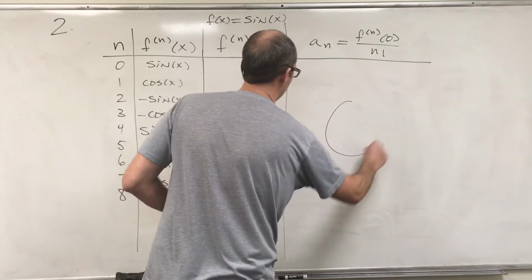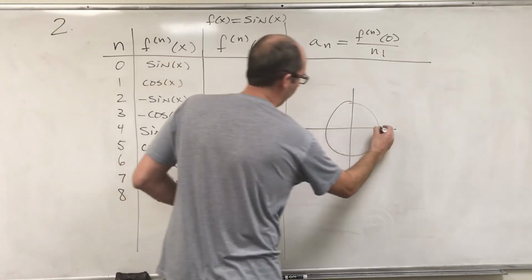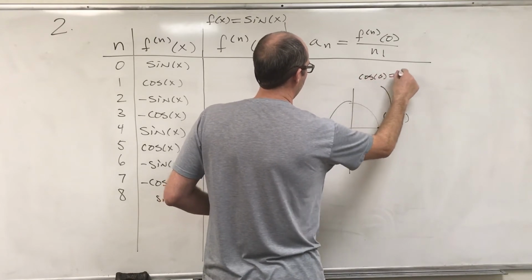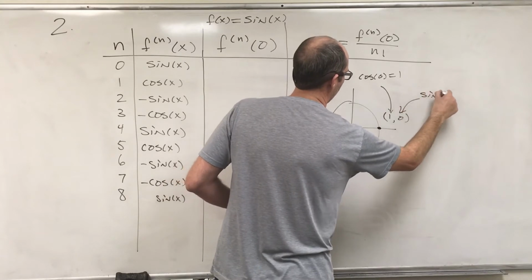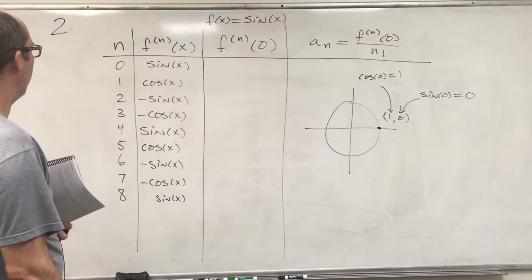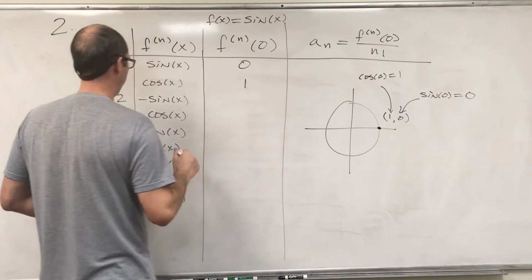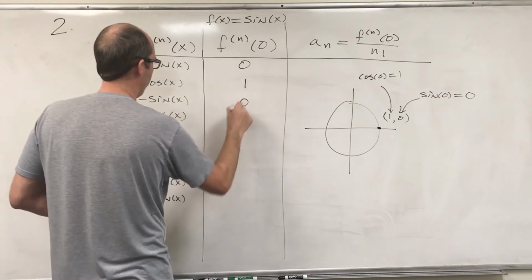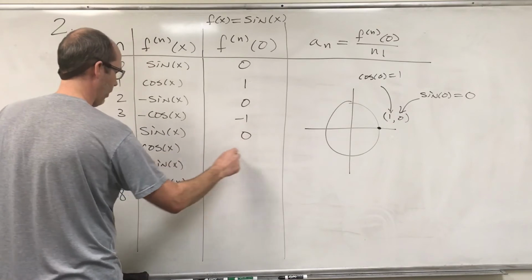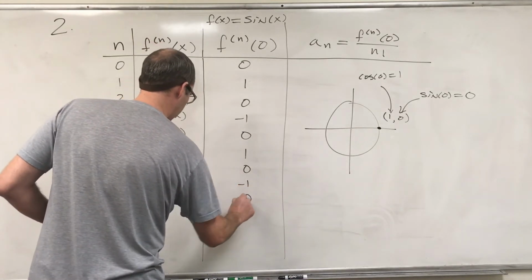Okay, so to do this part here, maybe we'll use our unit circle. fn of 0, right, we're going to be at this place right here, so over 1, up 0. Cosine of 0 is 1. That's that 1 there. Sine of 0 is 0. That's that 0 there. Sine is the y, cosine is the x. So sine of 0, we got 0. Cosine of 0, we got 1. Sine of 0, we have negative 0, so just 0. Negative 1, 0, 1, 0, negative 1, 0.